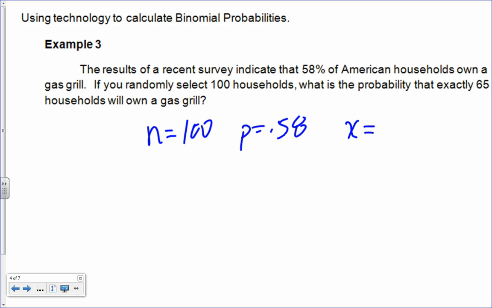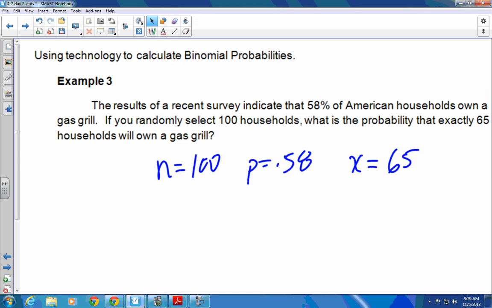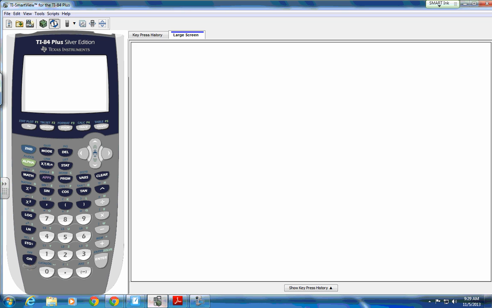So which X value is of concern? 65, correct? It is 0 all the way to 100, correct? But this is the one of interest, because N, P, and X are going to be the three things that your calculator is going to ask you for when you go to where we're going to go. Is everybody ready? No, we are not going to Disneyland. But we are not even going to go to stat.